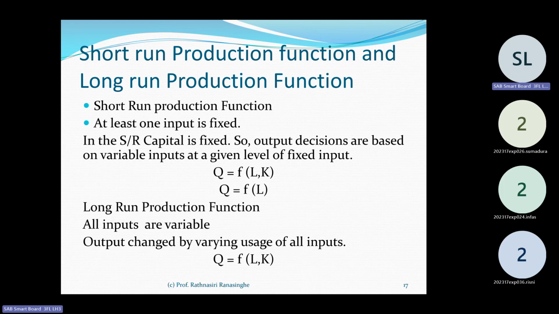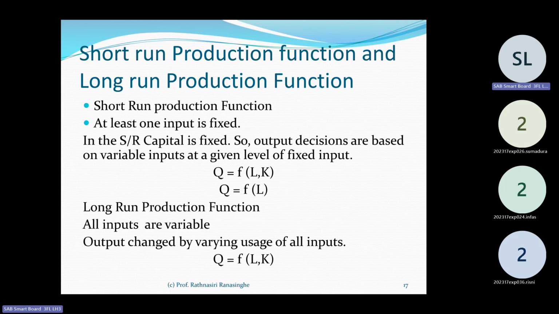In the short run production function, this capital K is constant, K bar. K bar means K is fixed, because you cannot change the capital inputs in the short run. So if the capital is fixed, the output mainly depends on labor. It is a function of labor.